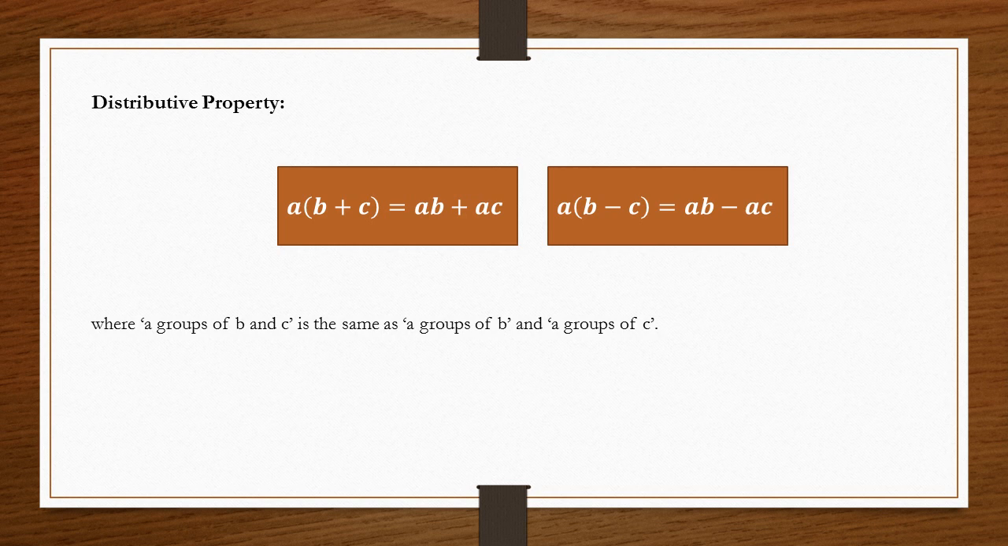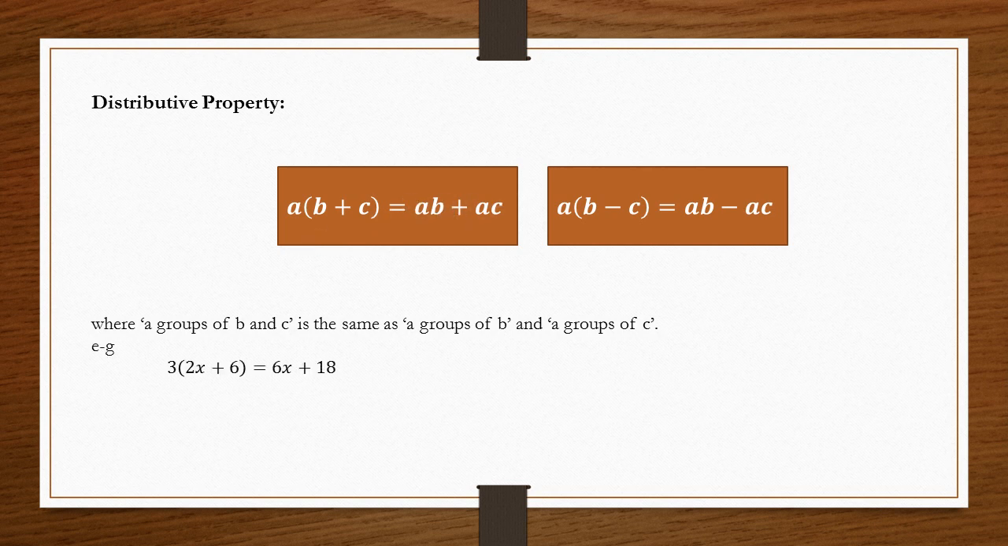Now in English form, we usually use this sentence: a groups of b and c is the same as a groups of b and a groups of c. It means that this side is equal to this side.